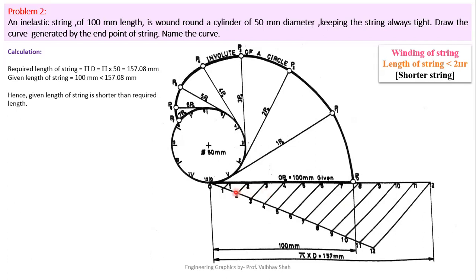After that, we'll give the numbering to this line. Obviously the starting point of connection of your string with the circle would represent the 0 point or initial point. After that, we'll give numbering 1, 2, 3, 4, 5, 6, 7, 8, 9, 10, 11 and 12 on your horizontal line. After that, let us give the numbering pattern to your circle.